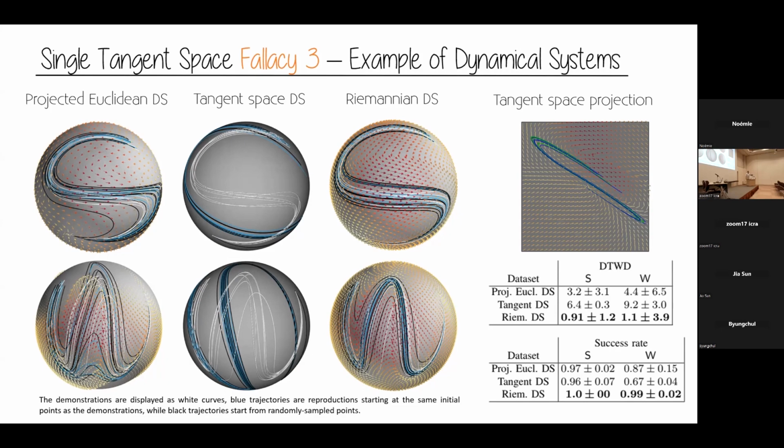We can also compute something that is called the success rate. If I roll out my dynamics from different points on the manifold, I want to measure how many trajectories reach the final point of the dynamics, so to speak, the equilibrium of it. And the Riemannian case is the only one that actually reaches almost 100% the equilibrium point of the dynamical system that we learned. All right, so now let's move to the fourth fallacy.